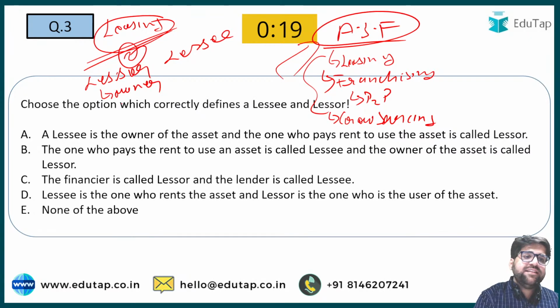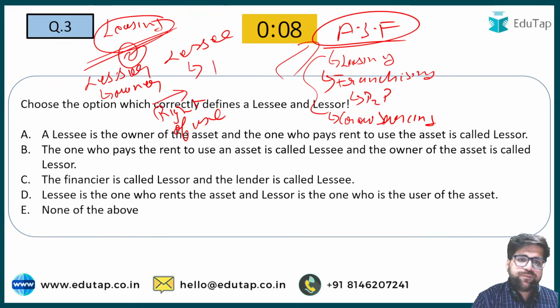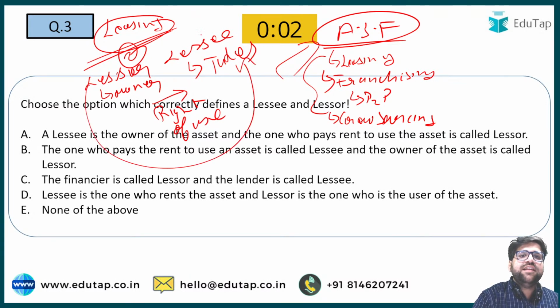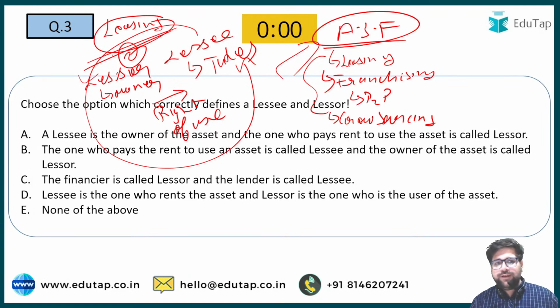Okay, and he is the one who gives the right of use to the lessee for that particular asset. So the lessee is the one who takes the asset from the lessor. Now my dear friends, please understand this: if the lessor gives the asset to the lessee, then there are some rentals as well, which are given back to the lessor.